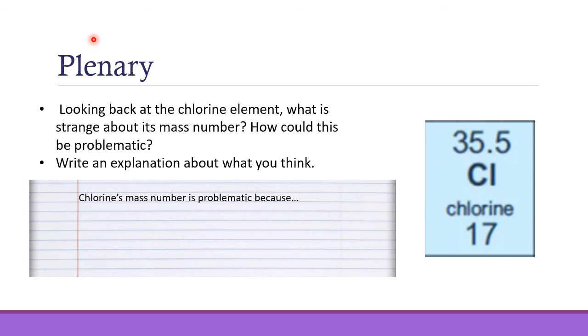Right, plenary. So this is the final little part of the lesson. Now, looking back at the chlorine element, which I asked you not to work out, what is strange about its mass number here? Now, how could this be problematic, using the table that we've been using to work out the proton number, neutron number, and electron number? So can you please write an explanation of what you think? So chlorine's mass number is problematic because, why do you think? So pause the presentation here and write your answer.